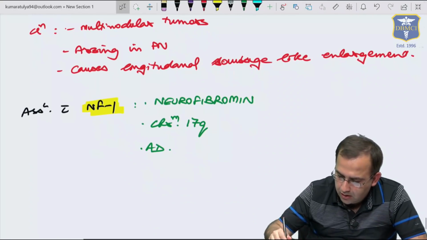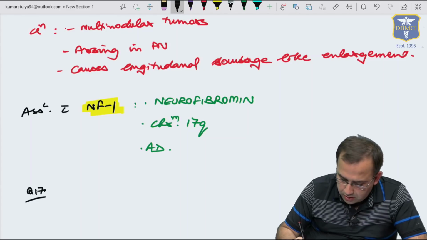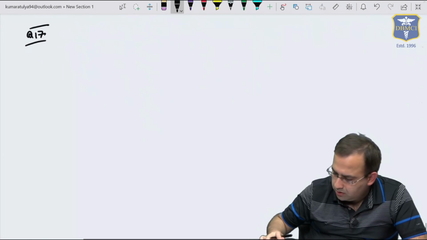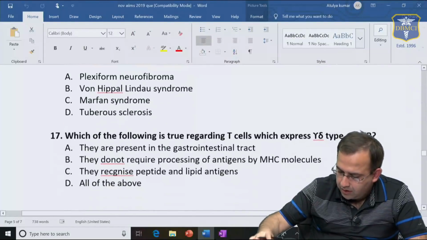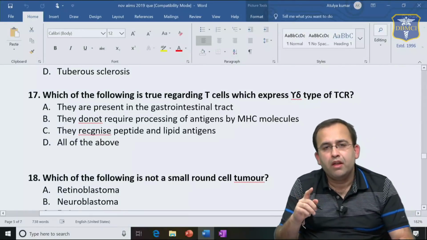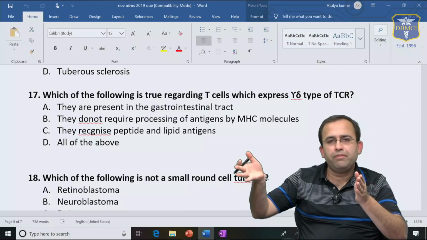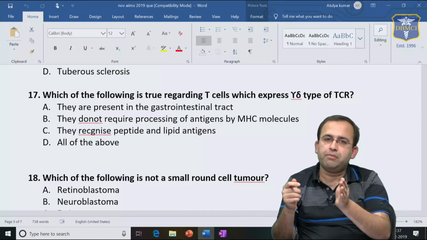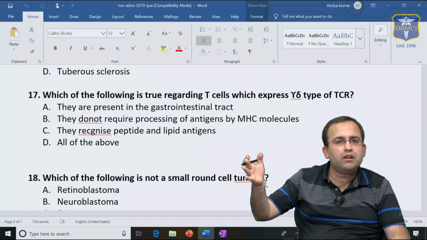Next, this gets us to the next question, that is question number 17. Which is true regarding T cells which express gamma delta type? You very well know T cells have two receptors, alpha beta and gamma delta. Which are more common? Alpha beta. How much? 95% is alpha beta, 5% is gamma delta.